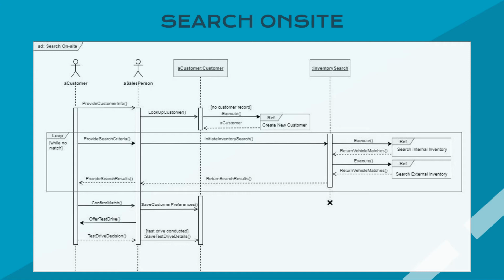As we move out of the loop frame, we see that the customer actor again leads the sequence of messages by confirming a match to the salesperson actor, who saves the customer preferences in the customer object. The salesperson actor then offers a test drive to the customer actor, who provides a return value either accepting or rejecting the test drive. The final message on this diagram, the salesperson actor tells the customer object to save the test drive details if a test drive was conducted.